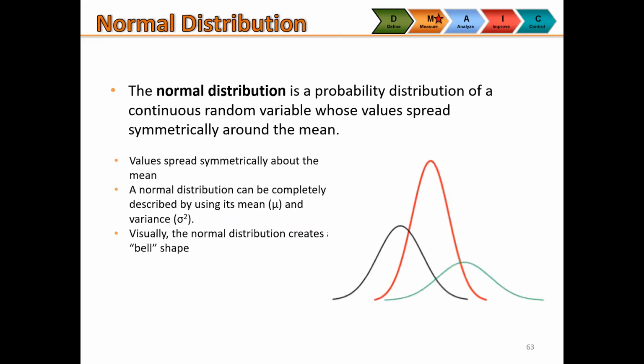Distribution and normality. This is the bell-shaped curve that we so nicely demonstrated today, I thought anyway. It's a probability distribution of a continuous random variable whose values spread around the mean. So in a normal distribution, the values are spread symmetrically about the mean. That's why I get a bell shape to it, right? It can be completely described by using its mean and variance. And that's what we did with that formula, right? Equals norm. And it's a bell shape.